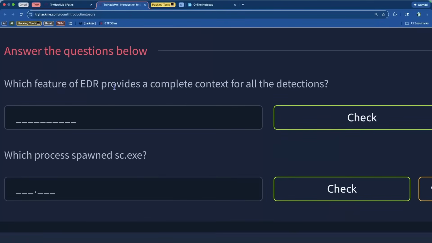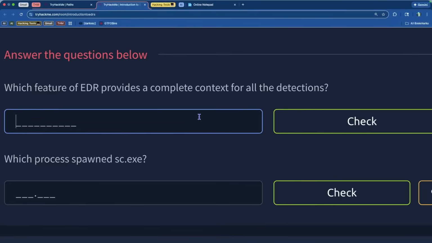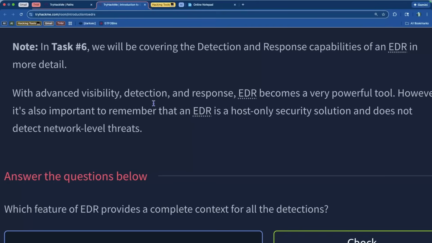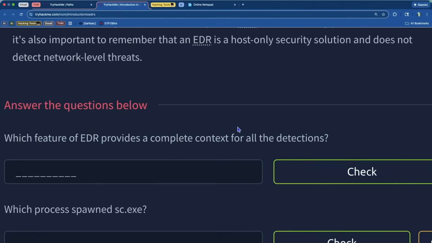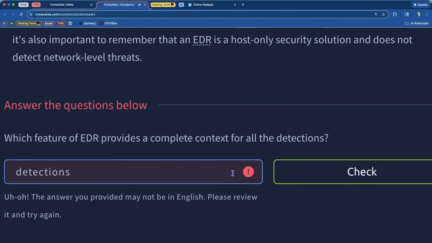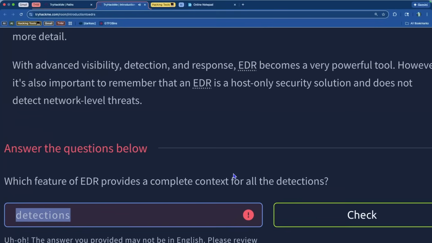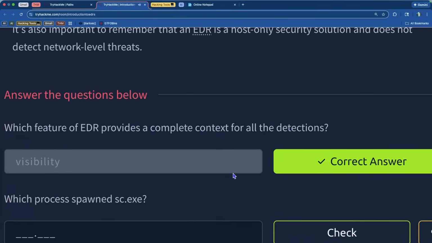So which feature of the EDR provides a complete context for all of the detections? Advanced visibility, detection, and response. So we're looking at detections. I'm going to say it's detection. Let's see if it's detections. And that's not it. Okay, great. So a complete context, maybe it's visibility, I would say. That would probably be it.